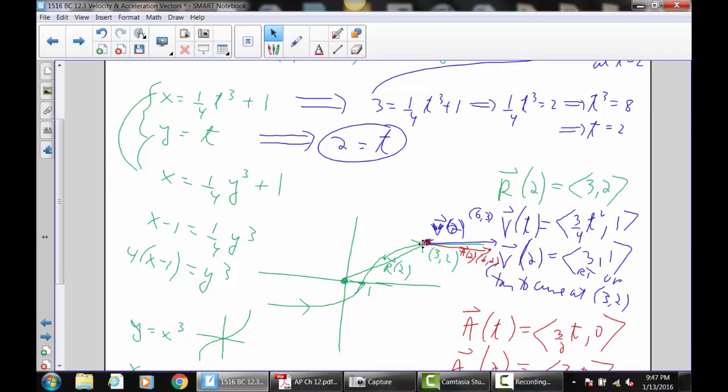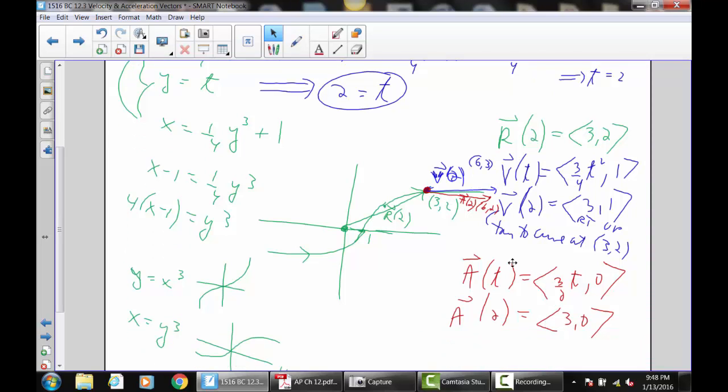So from this terminal point at the end of this r of 2, you're going to go 3 to the right and up 1. I know it's very hard to see that. So if you go 3 to the right and up 1 from the point (3, 2), you'll be at the point (6, 3). The acceleration vector you'll get from here, that's going to be (3/2 t, 0). So when you replace t by 2, you'll get (3, 0). So from, again, that same terminal point, that point (3, 2) on the curve, which is the terminal point of r of 2, you're going to go 3 to the right, but you will not go up or down. So that'll place you at the point (6, 2) as the terminal point of that.